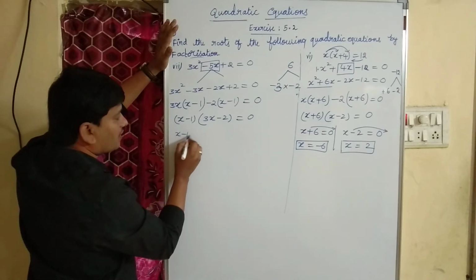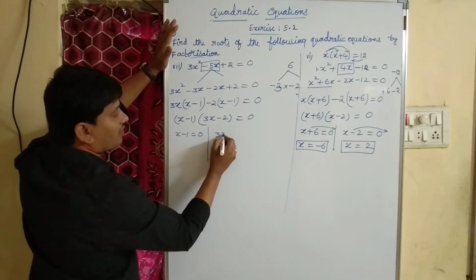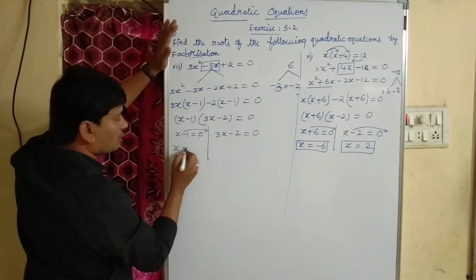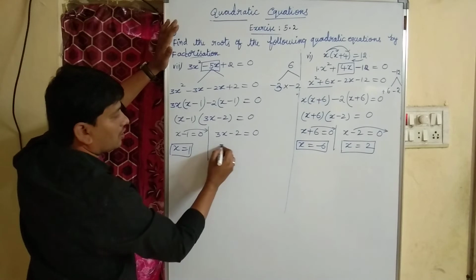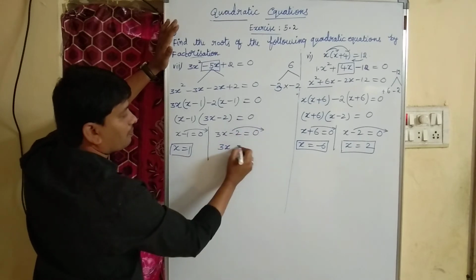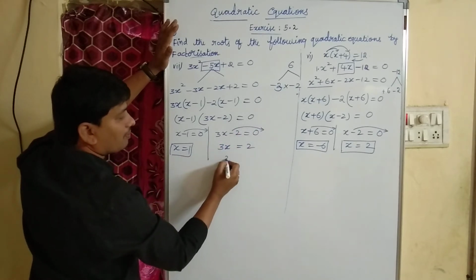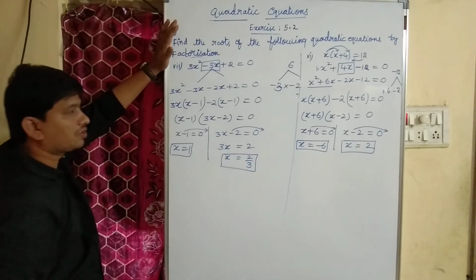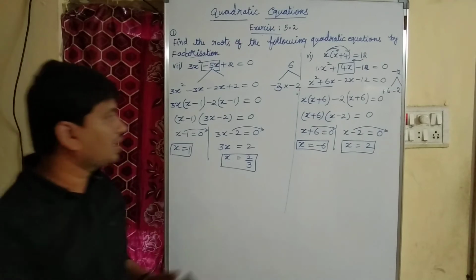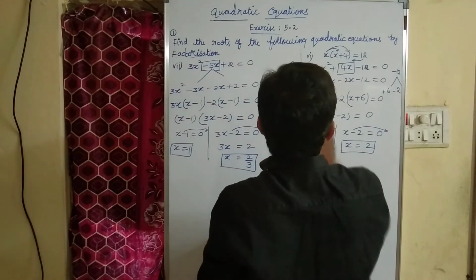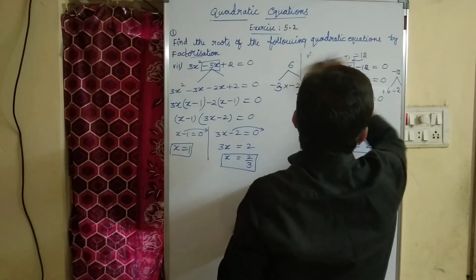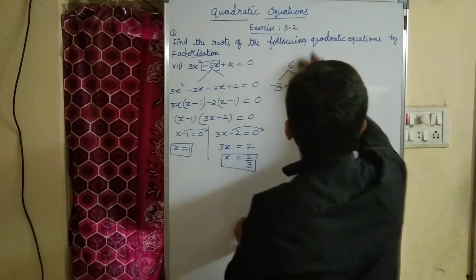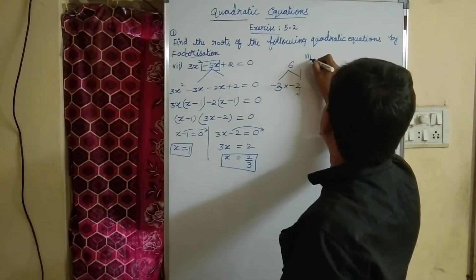One is x minus 1 equal to 0. The second one is 3x minus 2 equal to 0. Minus 1 you transpose, you will get plus 1. Minus 2 you transpose, you will get plus 2. As 3 is multiplying, transpose, it divides. So x is equal to 1 and x equal to 2 by 3 are the roots of the quadratic equation 3x square minus 5x plus 2 equal to 0. Clear children? That is our 7th question.